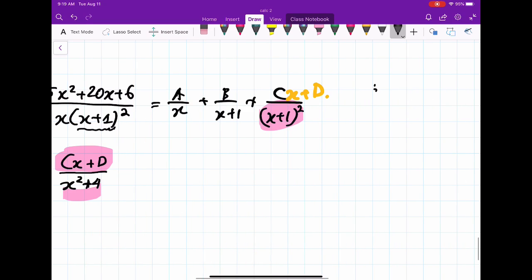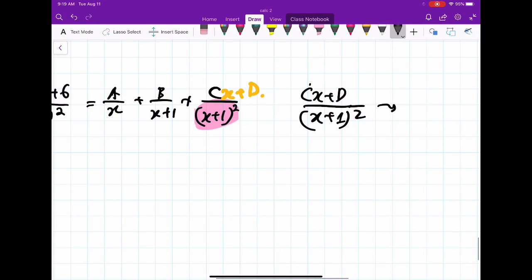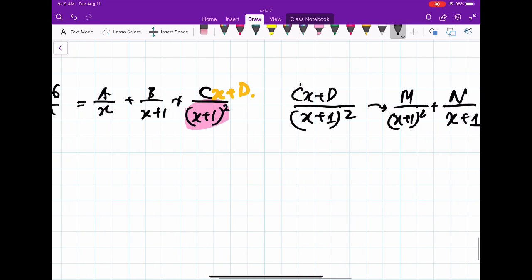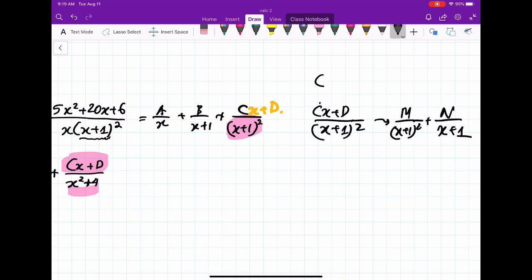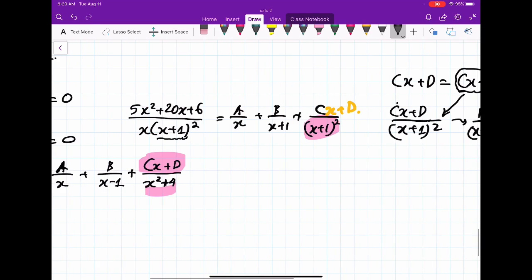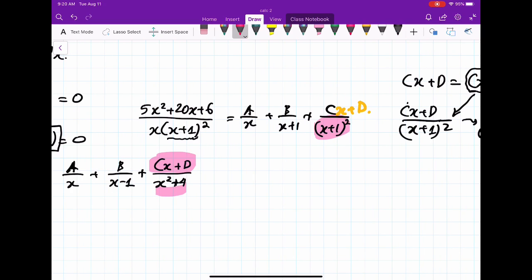Does that make sense? If you have (cx plus d) over (x plus 1) squared, you might convert this into some number m over (x plus 1) squared, plus n over (x plus 1). Because you might write cx plus d equal to cx plus c plus d minus c. And then you copy this cx plus c, you divide by (x plus 1) squared, and you get this form. So that's why in this case you don't have cx plus d in here. You just have c. Does that make sense?